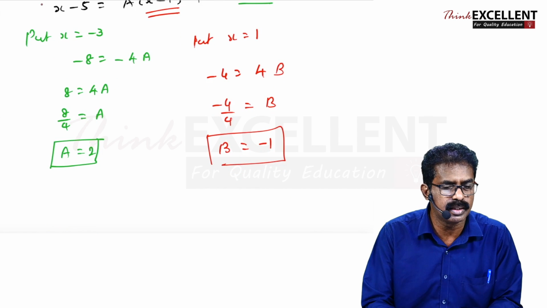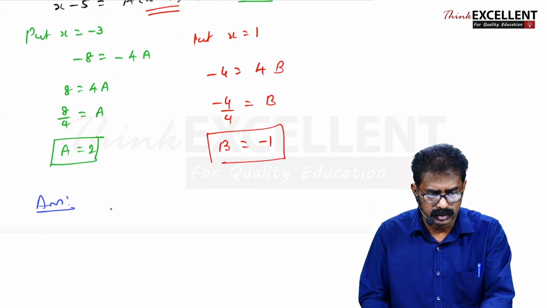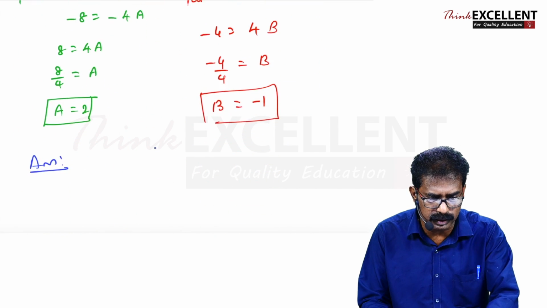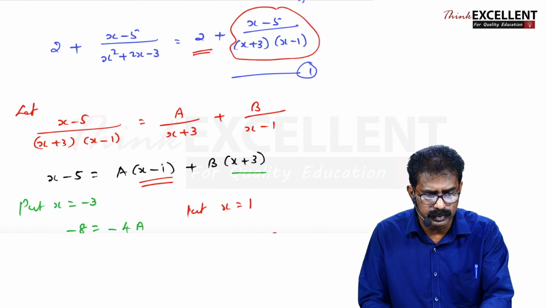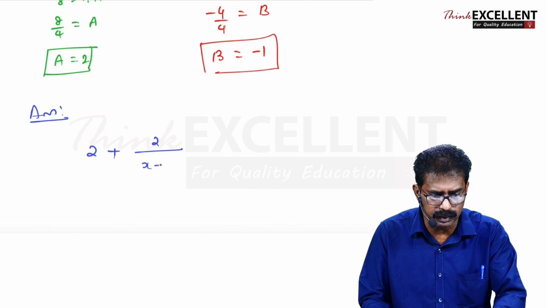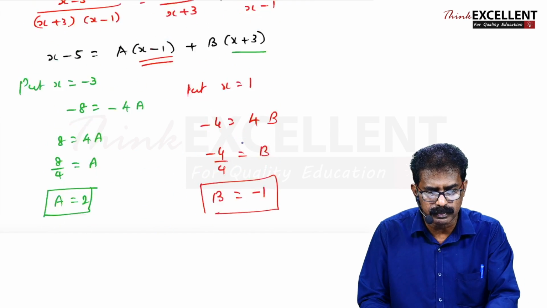So the final answer, you substitute in the first equation. See in the answer what you have? 2 plus, right? A by, a value positive only. So 2 plus a by, a value 2, by a denominator, what is it? x plus 3. Plus b by, here b value minus. So minus 1 by, what do you have?